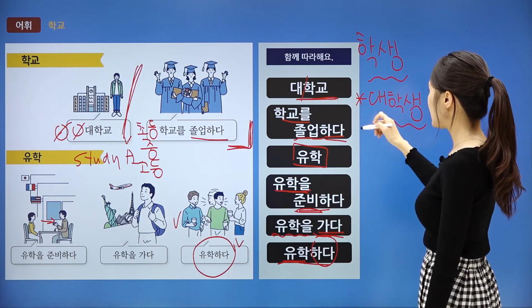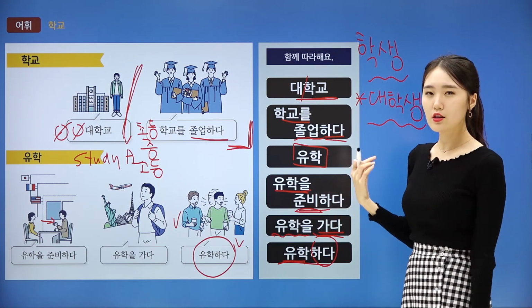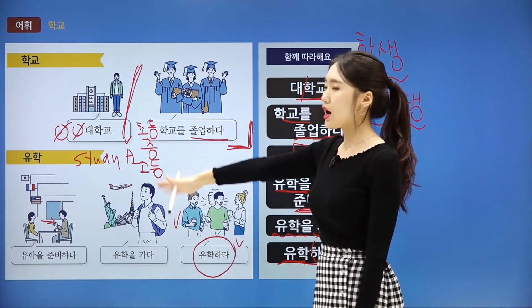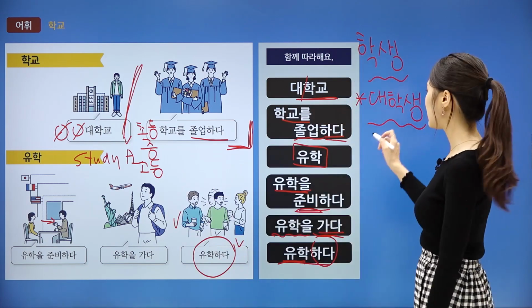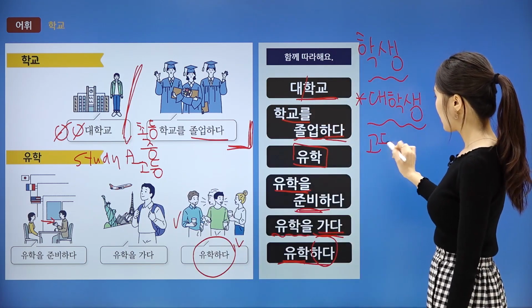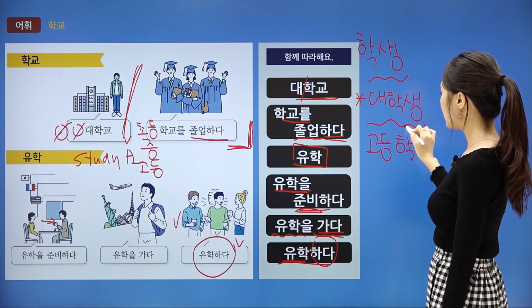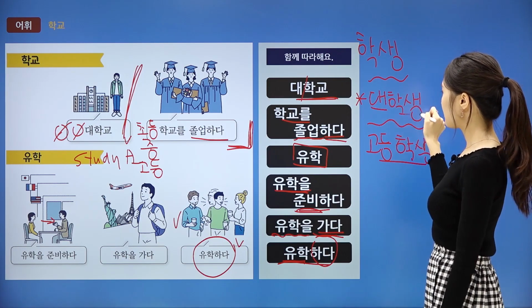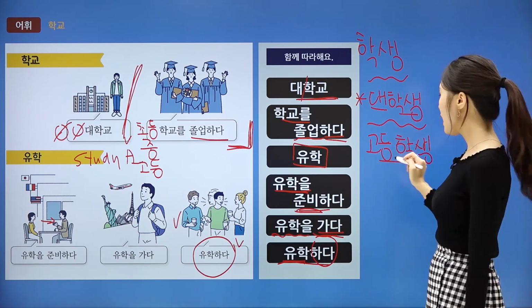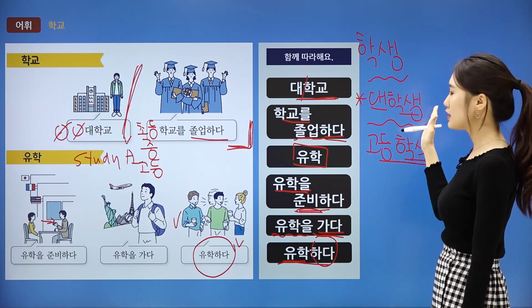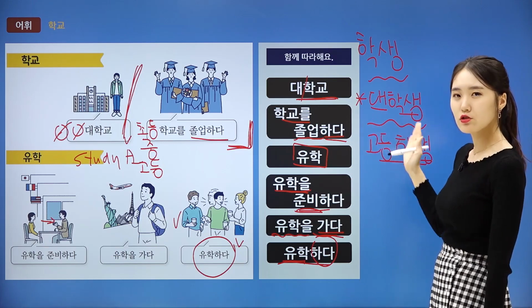This one is, I'm a college student. And also, if you want to say, I'm a high school student, then you'll say just 고등학생. So, put them together. 학생 plus 대학교, 학생 plus 고등학교. Then this means college student and high school student.